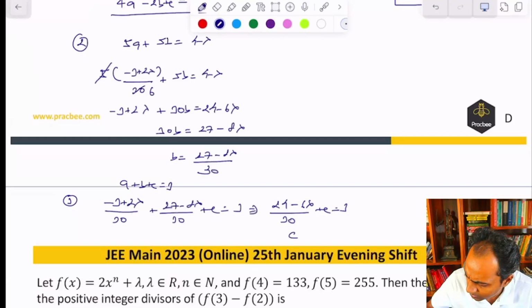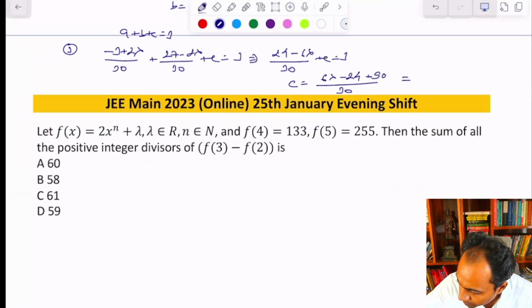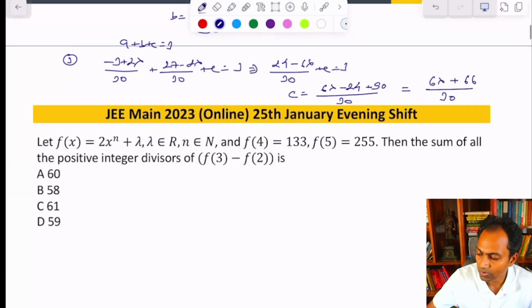So if I want to get the value of C, it would be 6 lambda minus 24 plus 90 divided by 30. And this comes out to be 6 lambda plus 66 by 30. See, why are we doing this? You will understand in a minute.